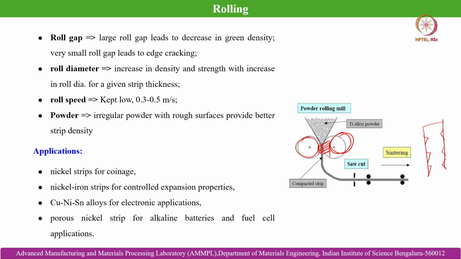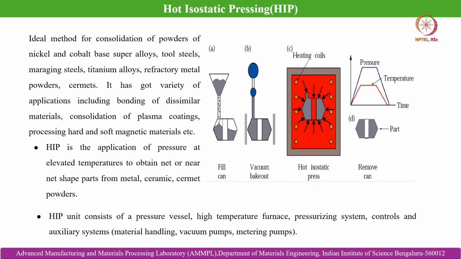So, these are the typical applications for the powder rolling process. Now we are talking about special powder metallurgy techniques. We have already discussed cold isostatic pressing, and now we will discuss hot isostatic pressing, which is quite similar to cold isostatic pressing. The difference lies in the processing temperature.